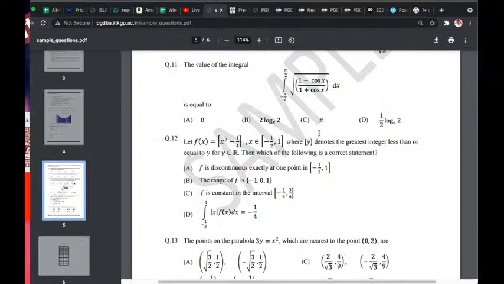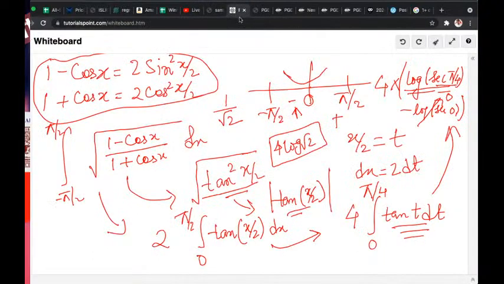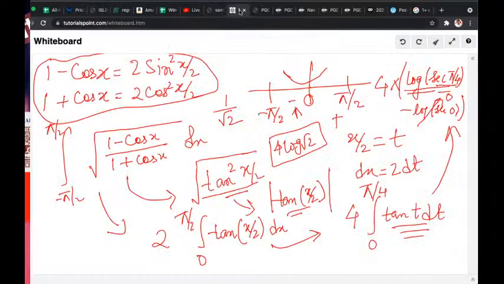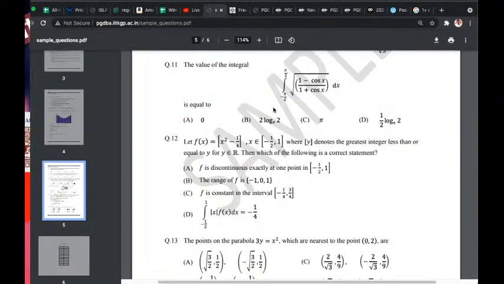Okay. So 4 log root 2, essentially it's option number B, because I can rewrite this as 2 log root 2 square. So this root 2 will become 2. So option number B is the right answer, 2 log 2. So I have solved question number 11.